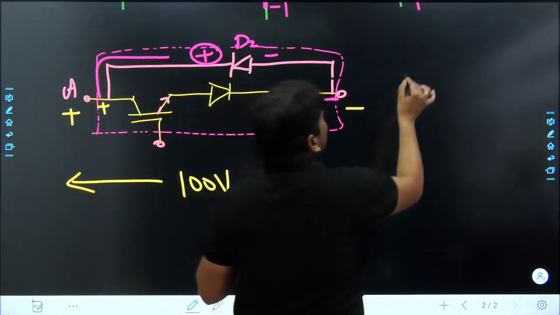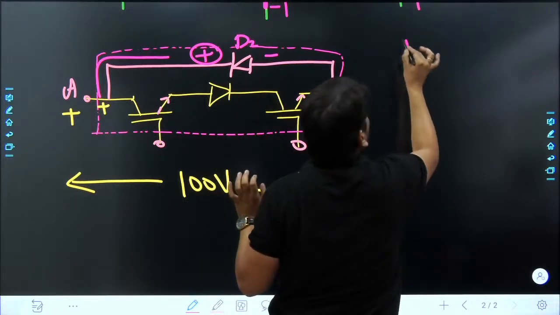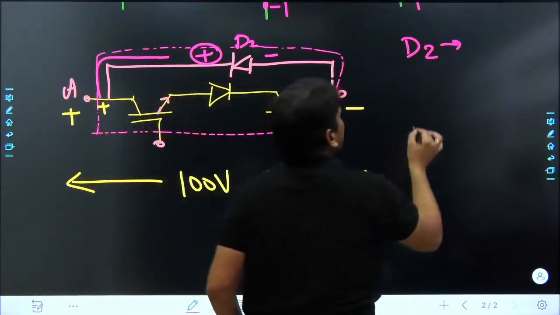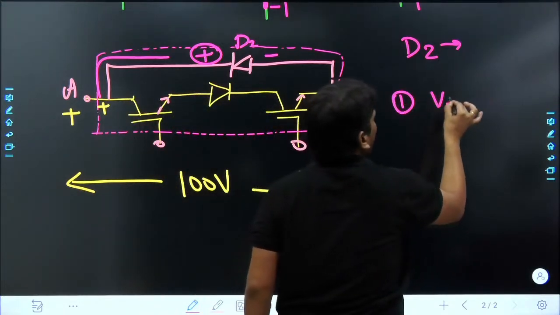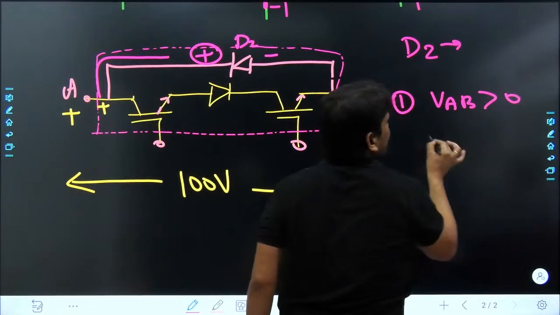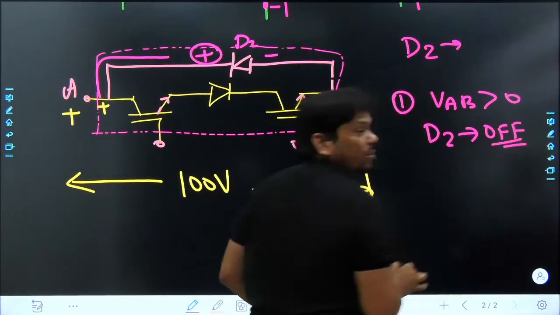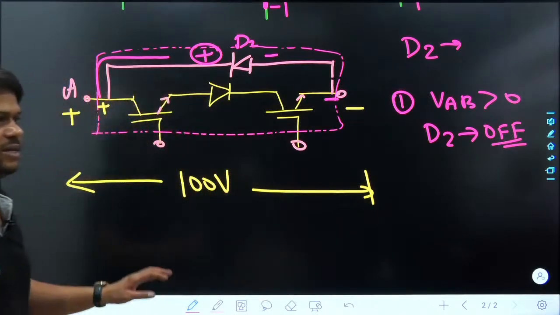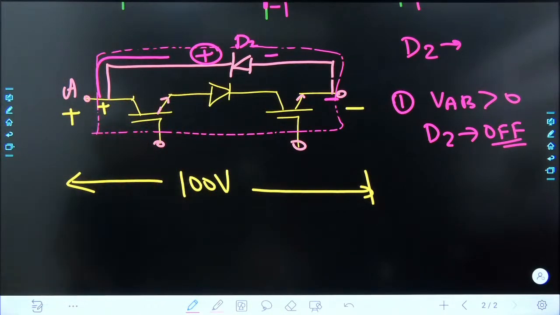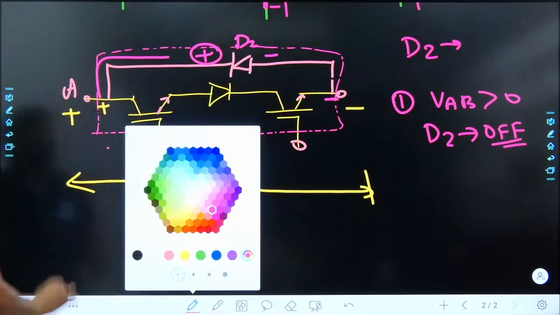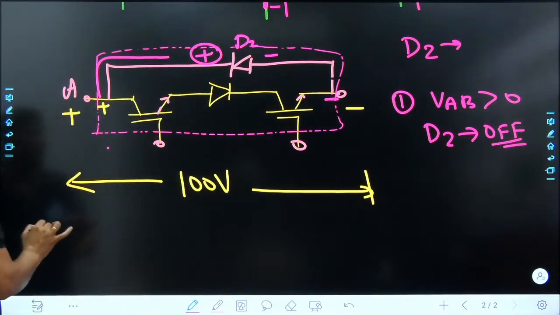What can we write, my dear friend? D2 is on or off when this VAB is positive. So I want to write case first. When VAB is greater than 0, diode D2 is guaranteed off. Nobody can turn it on. Very nice. Diode D2 guaranteed off. Now what will happen about the IGBT? Okay, about the IGBT, see properly dear.